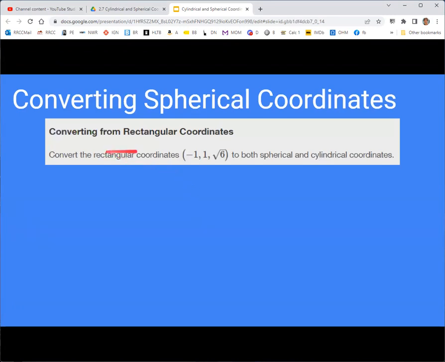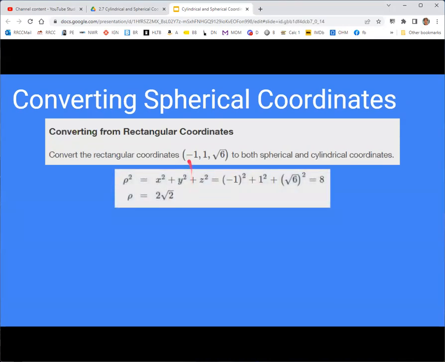All right, so say I had some rectangular coordinates here and I wanted to write them as spherical and cylindrical. I think we're just going to focus on spherical here. So rho is the easy one to get. It's just the square root of the sum of the squares. So square -1, square 1, square root of 6, and you get 8. And then the square root of 8 is 2 root 2.